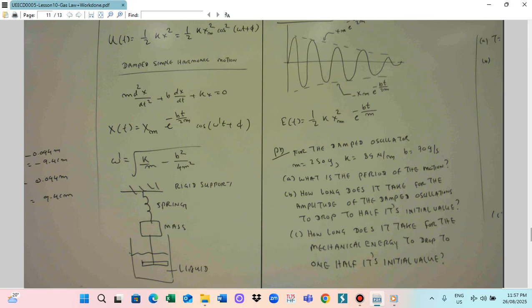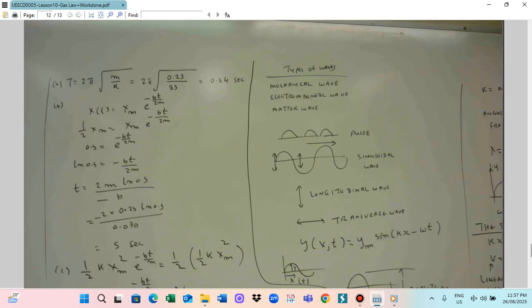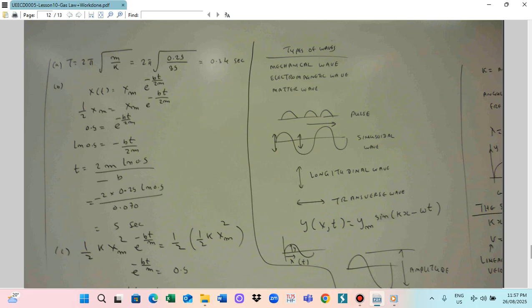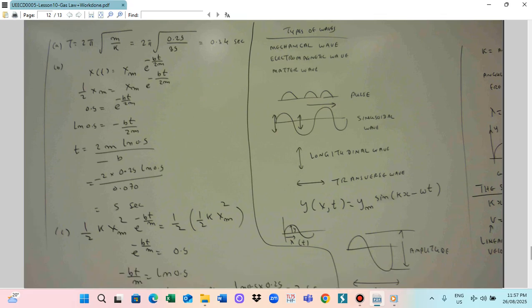So we have to calculate. The mass is 250 grams, k is 85 newtons per meter, and the b constant is 70 grams per second. What is the period of motion? The period of motion T is equal to 2 pi times the square root of m by k. So we substitute: 2 pi, the mass is 250 grams, so 0.25 kilogram, divided by k, which is 85 newtons per meter. We calculate this, and it will be 0.34 seconds.